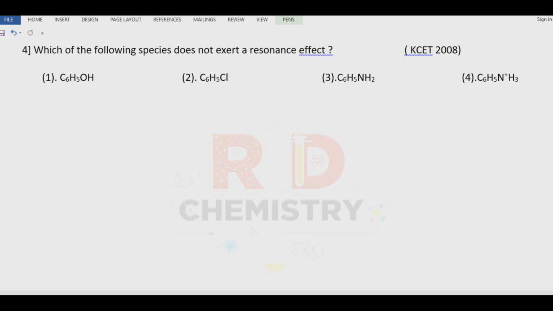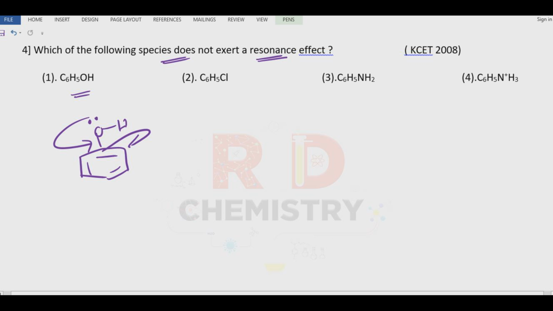Question number 4. Which of the following species does not exert a resonance effect? Let us take the first example. It is phenol, a benzene ring attached to the OH. Oxygen contains a lone pair. It is involved in the resonance. Resonance is possible. Next one.